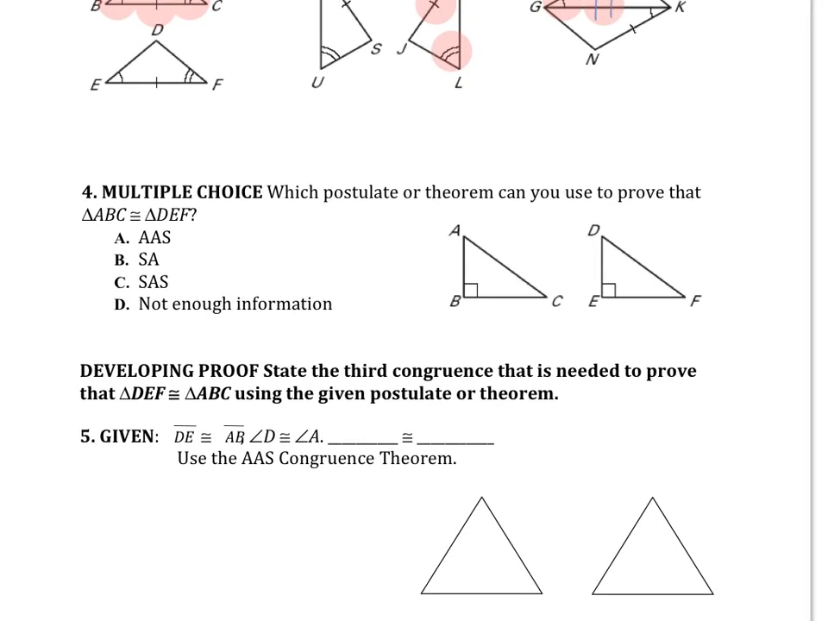This is a multiple choice question. Which postulate or theorem can you use to prove that ABC is congruent to DEF? Well, the only thing I have in this is the fact that they're both 90 degrees. I don't have a single side marked, and you can't prove anything congruent without having at least one side.